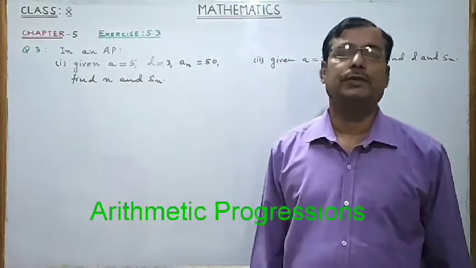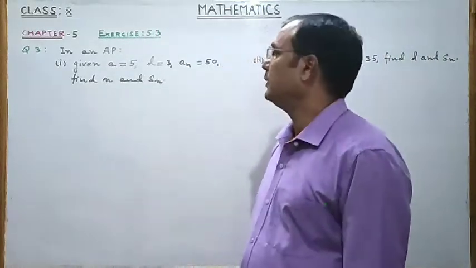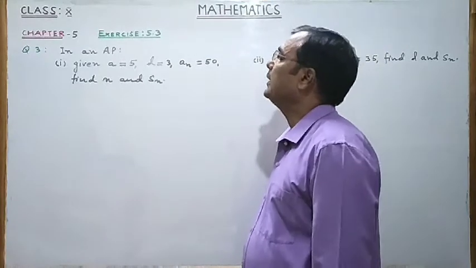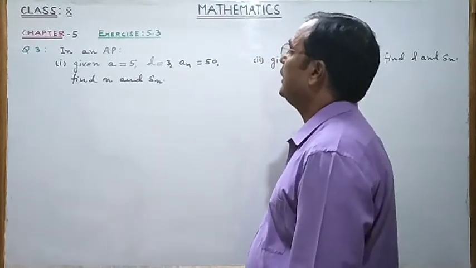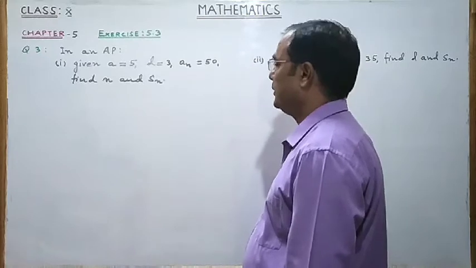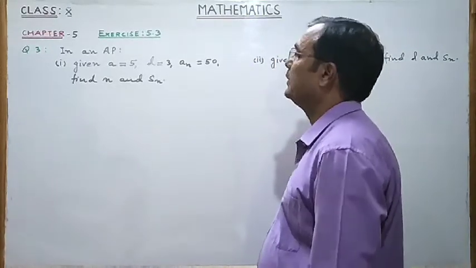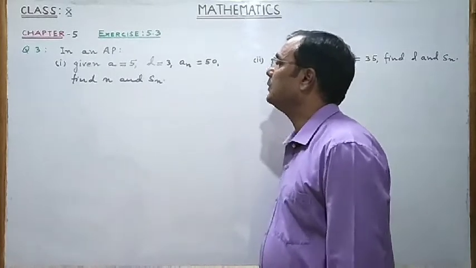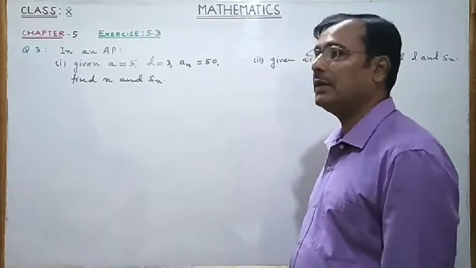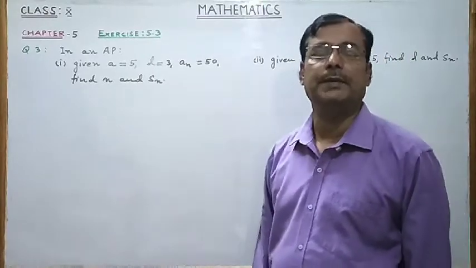Exercise 5.3, question number 3. In the first part, it is given that in an AP the first term is 5, the common difference d is 3, and the nth term is 50. And we have to find the number of terms n and the sum of the first n terms of this AP.